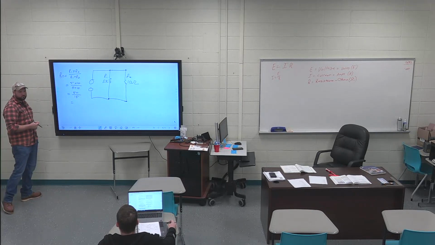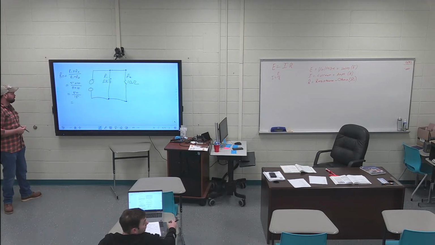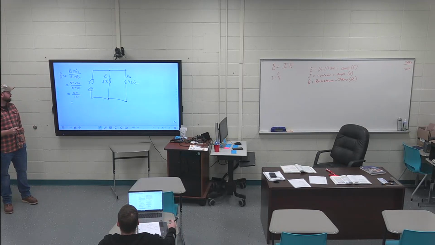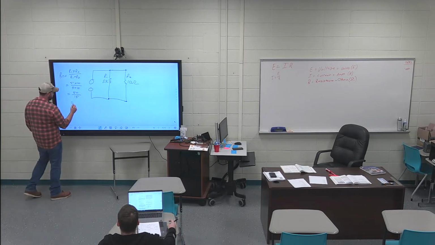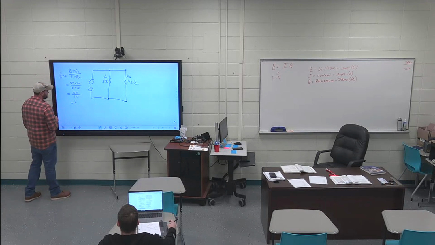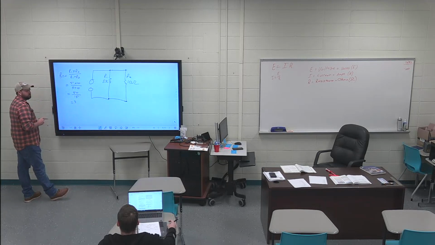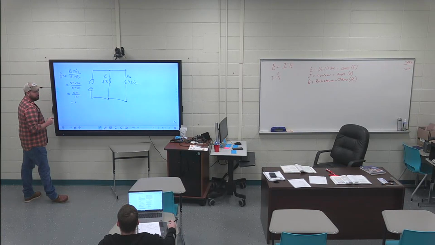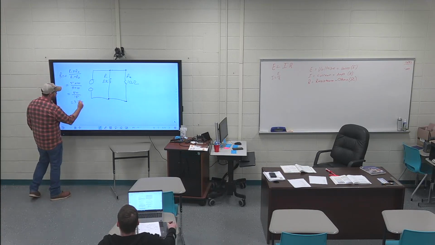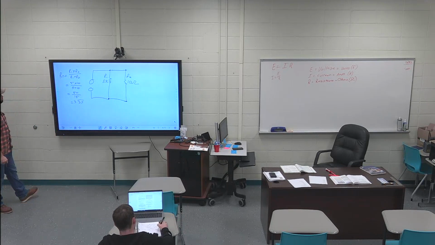3 point something. It can't be 3.5. It's like 3.25 or something like that. 3.33 maybe. What is it? 3.33 repeating. So that's one way of doing it.